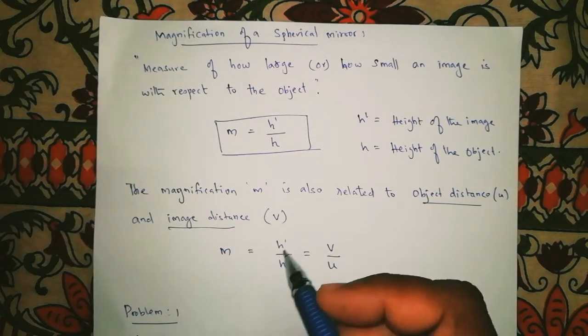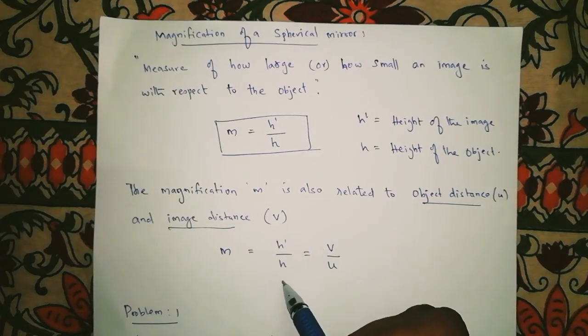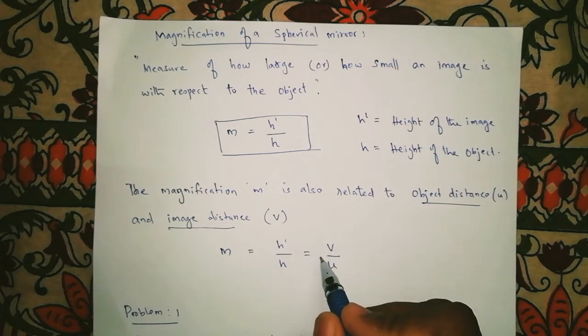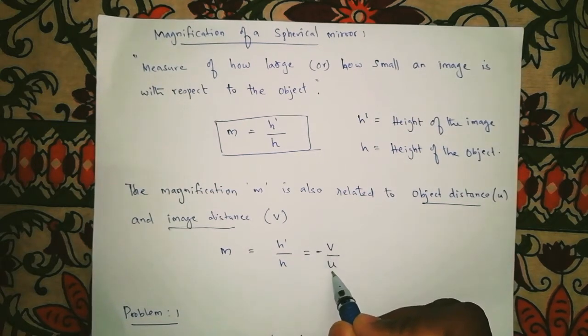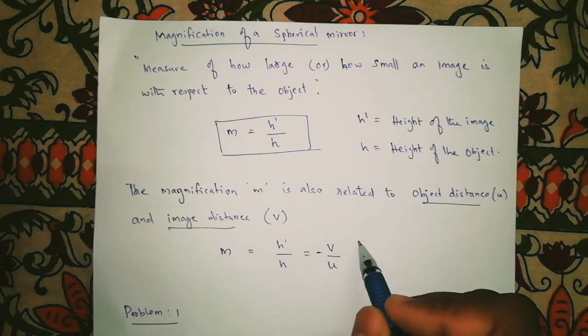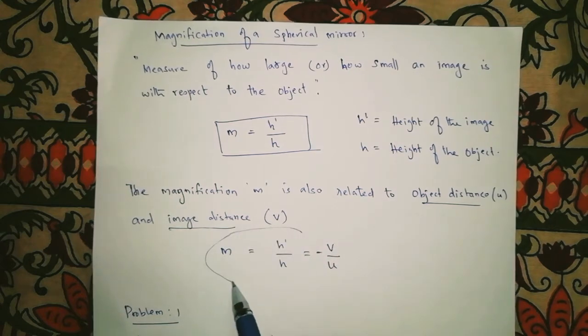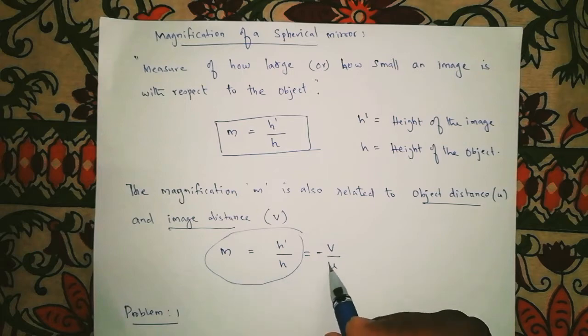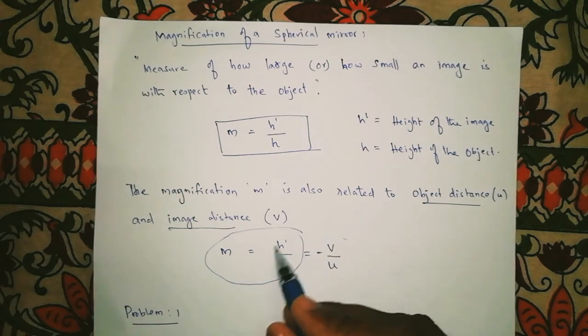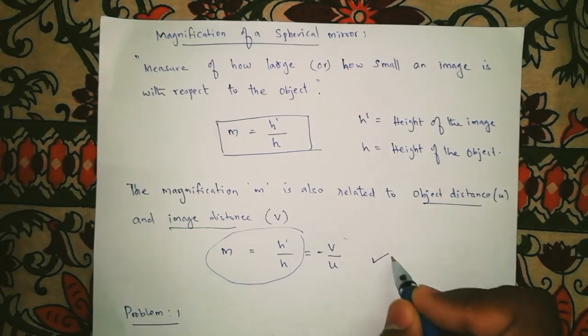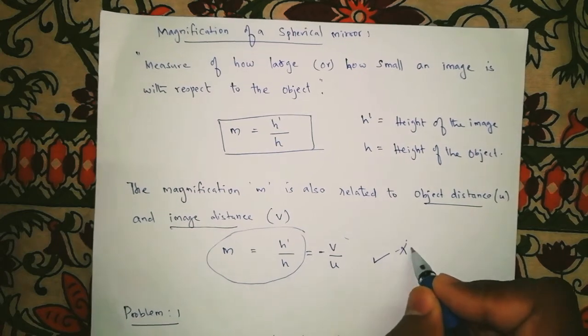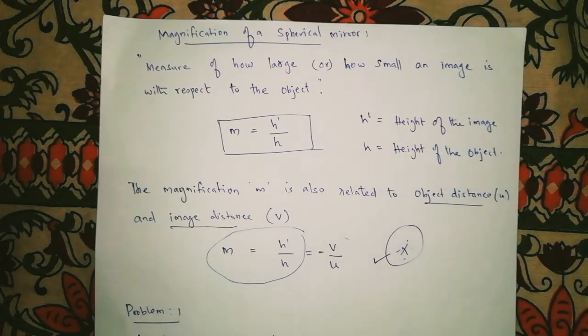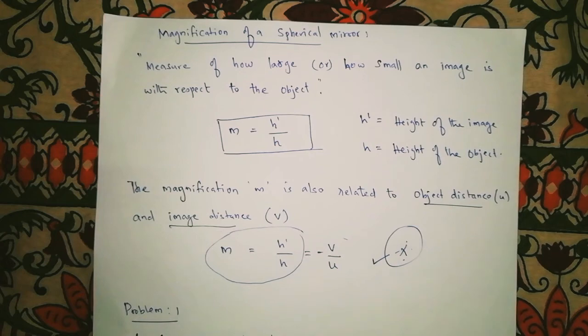So what we are doing, instead of using h dash and h, we can name them as minus v by u. So you have to know what is h dash and h, and also you can relate m is equal to minus v by u also. So this is another very important equation that we are going to use for our next 3 or 4 numericals.